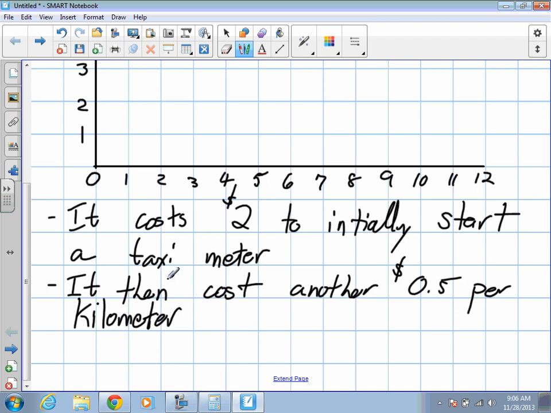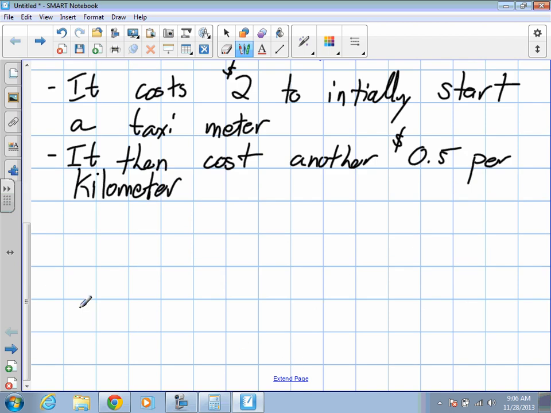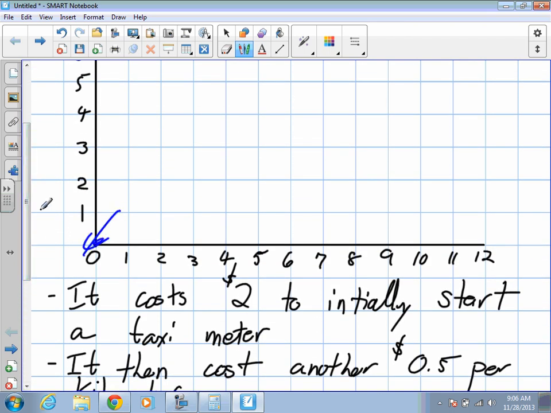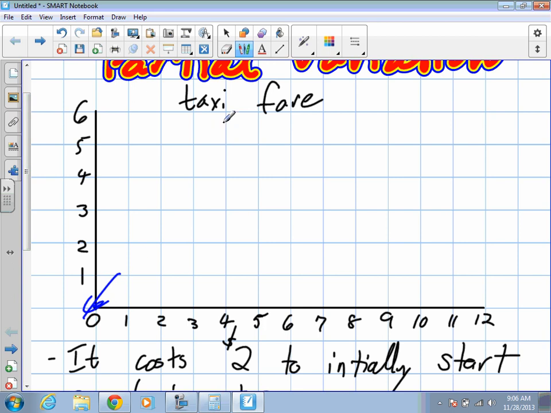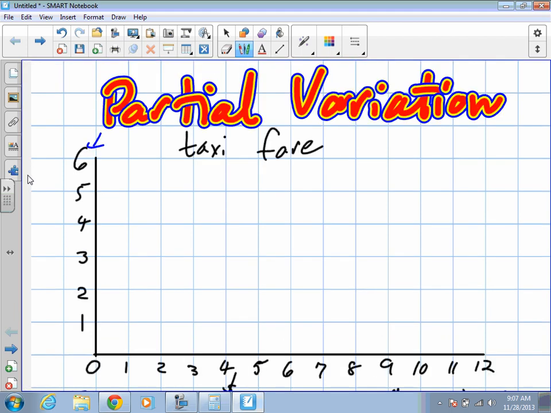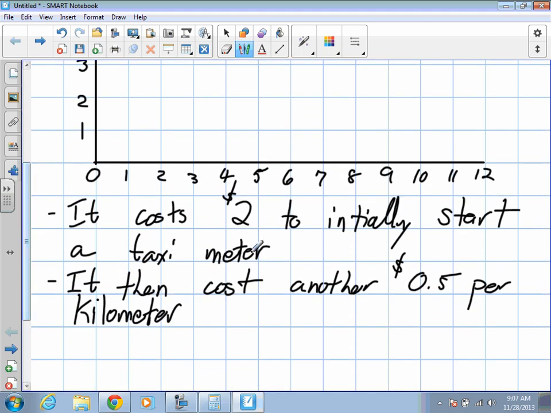Okay. So, yesterday we talked about direct variation, and direct variation is when we go through the origin. Partial variation does not go through the origin. Okay, it'll go through some other part of the y-axis. So in order to figure this out, we'll have to figure out what our independent and our dependent variables are. So when we look at these, what are our independent and dependent variables?